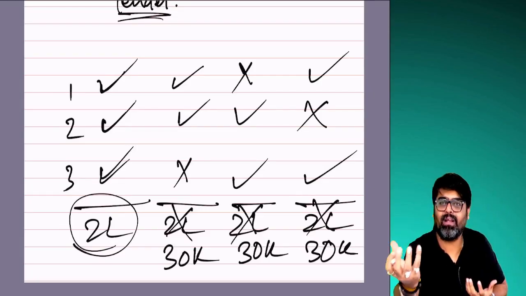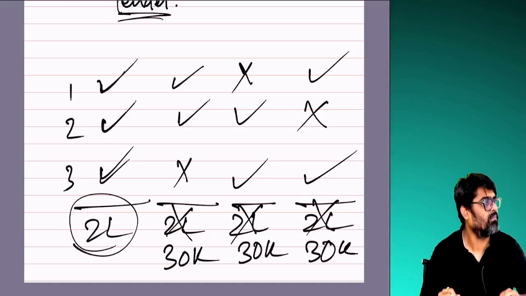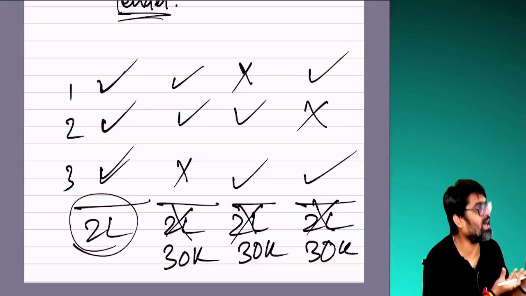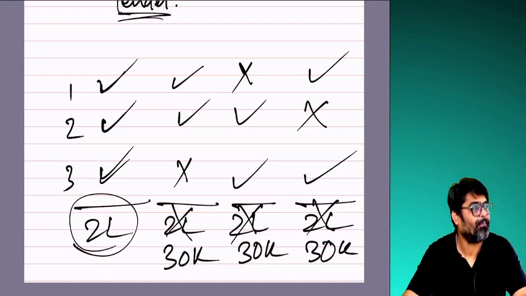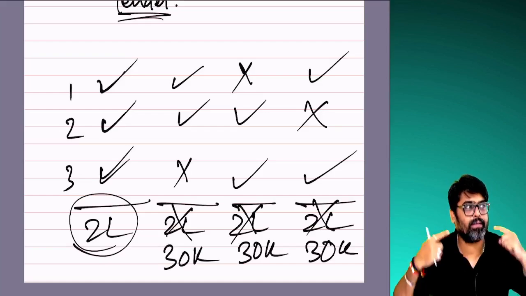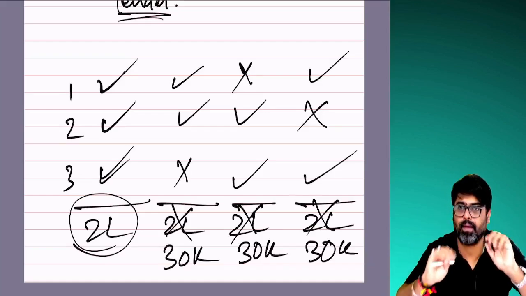Whether the 2 lakh limit will come or the 30,000 limit will come depends on these 3 conditions. I know, but you will check these 3 conditions only if the property is SOP. Read the question, listen to me properly.